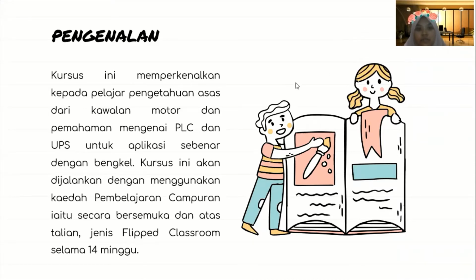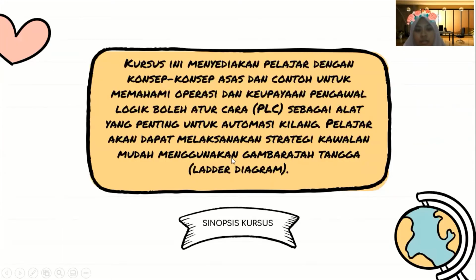And next is the course synopsis. This course provides students with fundamental concepts and examples to understand the operation and capabilities of programmable logic controller as an important tool for the factory or industrial automation. And students will be able to implement simple control strategies using ladder diagram. Before they learn this course, they have to finish the basic motor control first, and then they can learn this course.